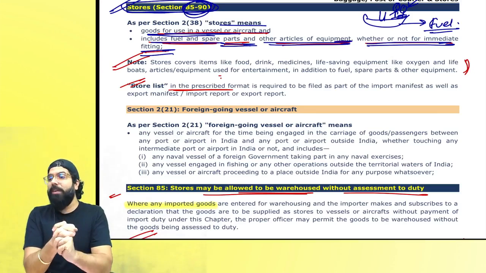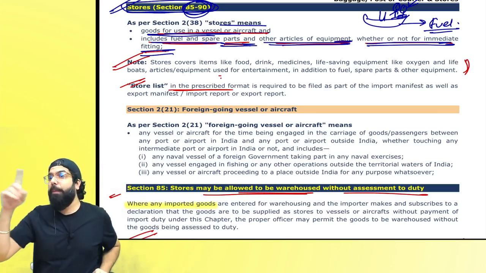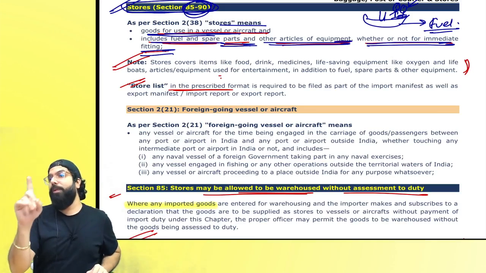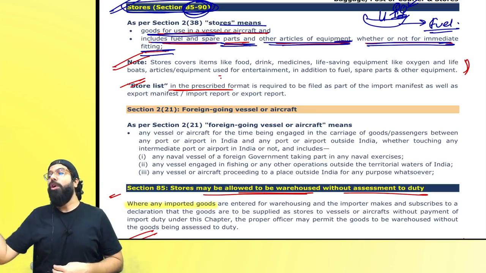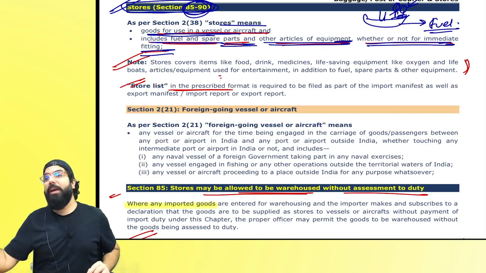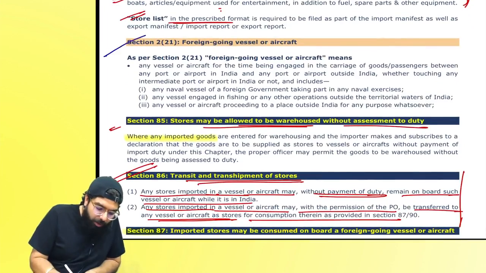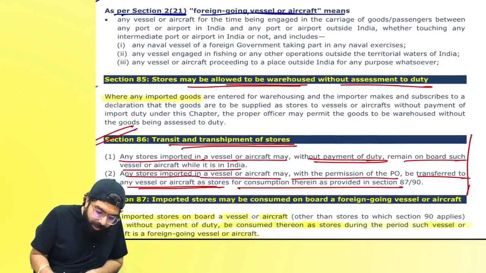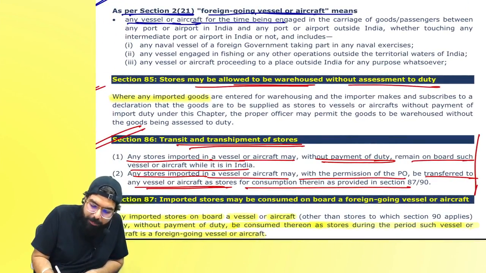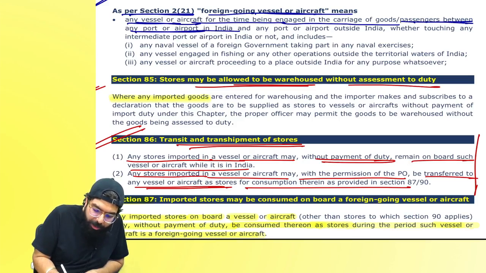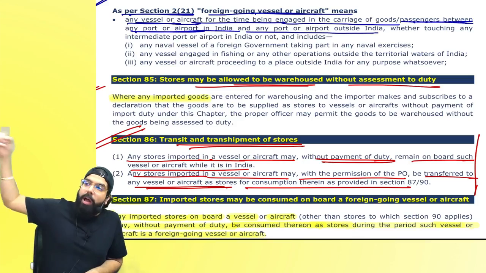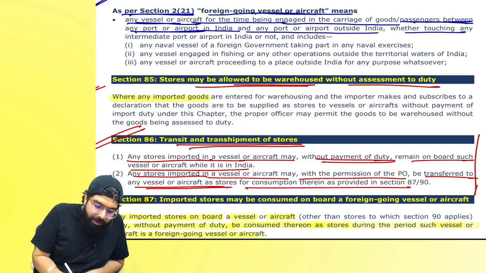Now always remember one thing, stores are allowed to be supplied duty free to a foreign going vessel. Always remember, you can supply stores to a foreign going vessel duty free. So you should remember what you mean by a foreign going vessel. Foreign going vessel means, as per section 2 clause 21, any vessel or aircraft for the time being engaged in carriage of goods or passengers between any port or airport in India and any port or airport outside India, whether touching any intermediate port or airport in India or not.